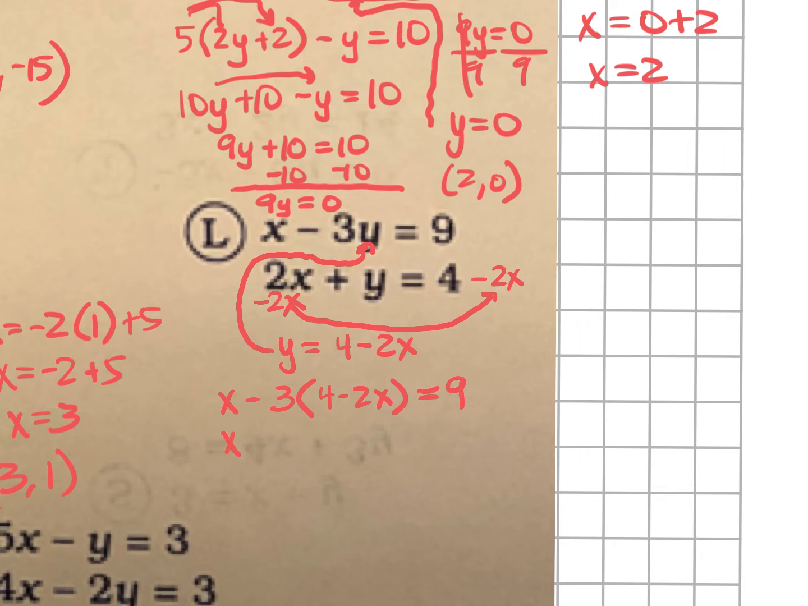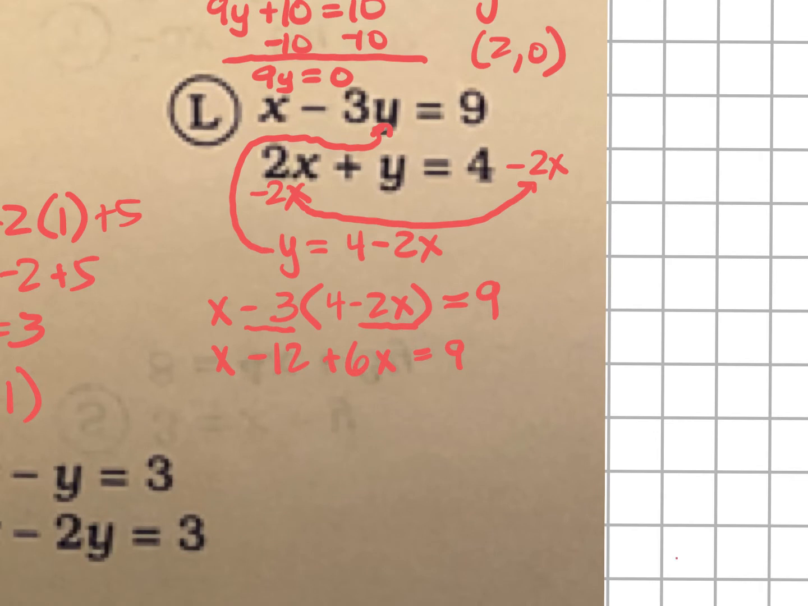Now I just got to go x minus 12, because negative 3 times 4 is negative 12. Negative 3 times negative 2x is positive 6x. That could be tricky. Equals 9. All right, I'm going to add 12 onto both sides. This gets rid of it over here, and I get 21. X plus 6x is 7x equals 21. Divide by 7. X equals 3.